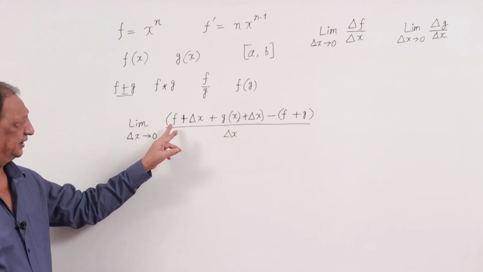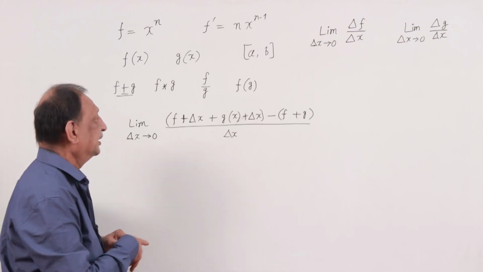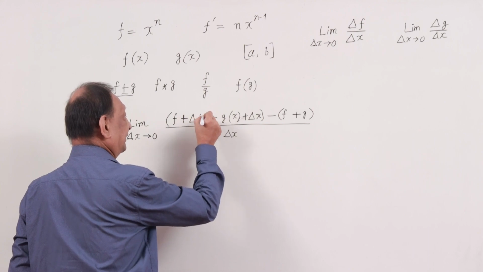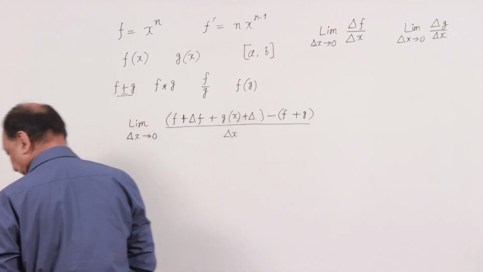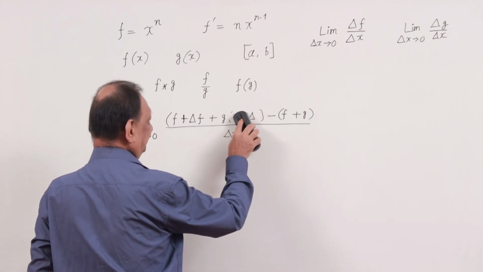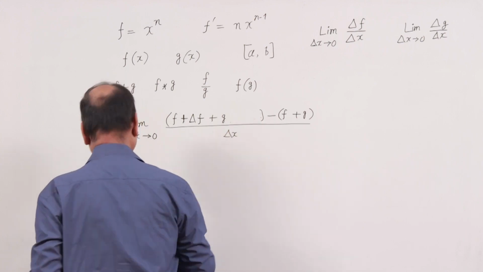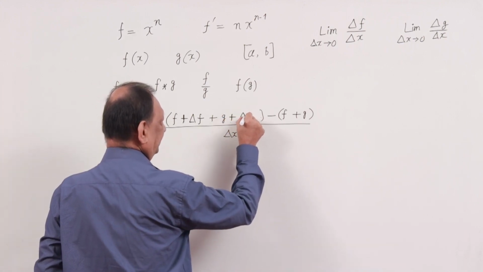Correct. F and f will get cancelled. F plus, I should have written delta f here. G plus delta g. I think I made a mistake here. Doesn't matter, this is common.